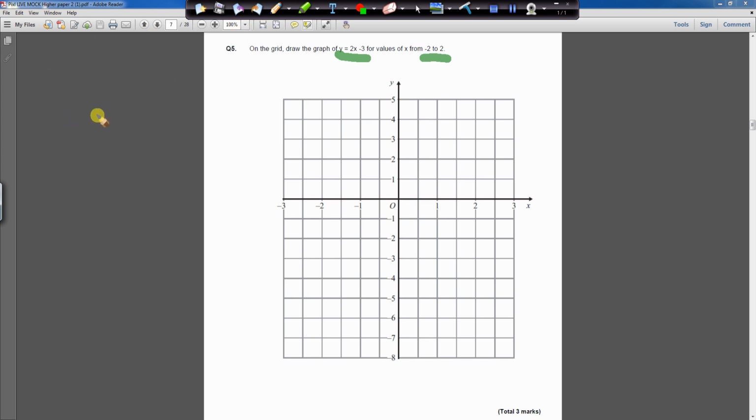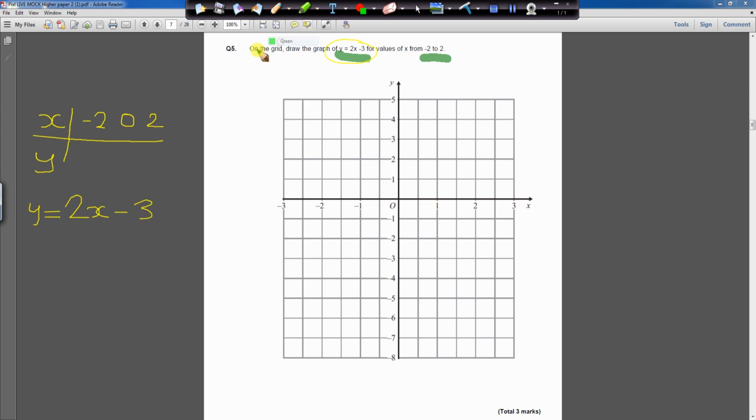So I'm going to go into this grey area over here. Let's change the color a bit. Let's go for a yellow. Okay, here is the original table. So x, we have minus 2, and we have 0, and we have 2. Then we have the y. Now remember, y is equal to 2x minus 3.